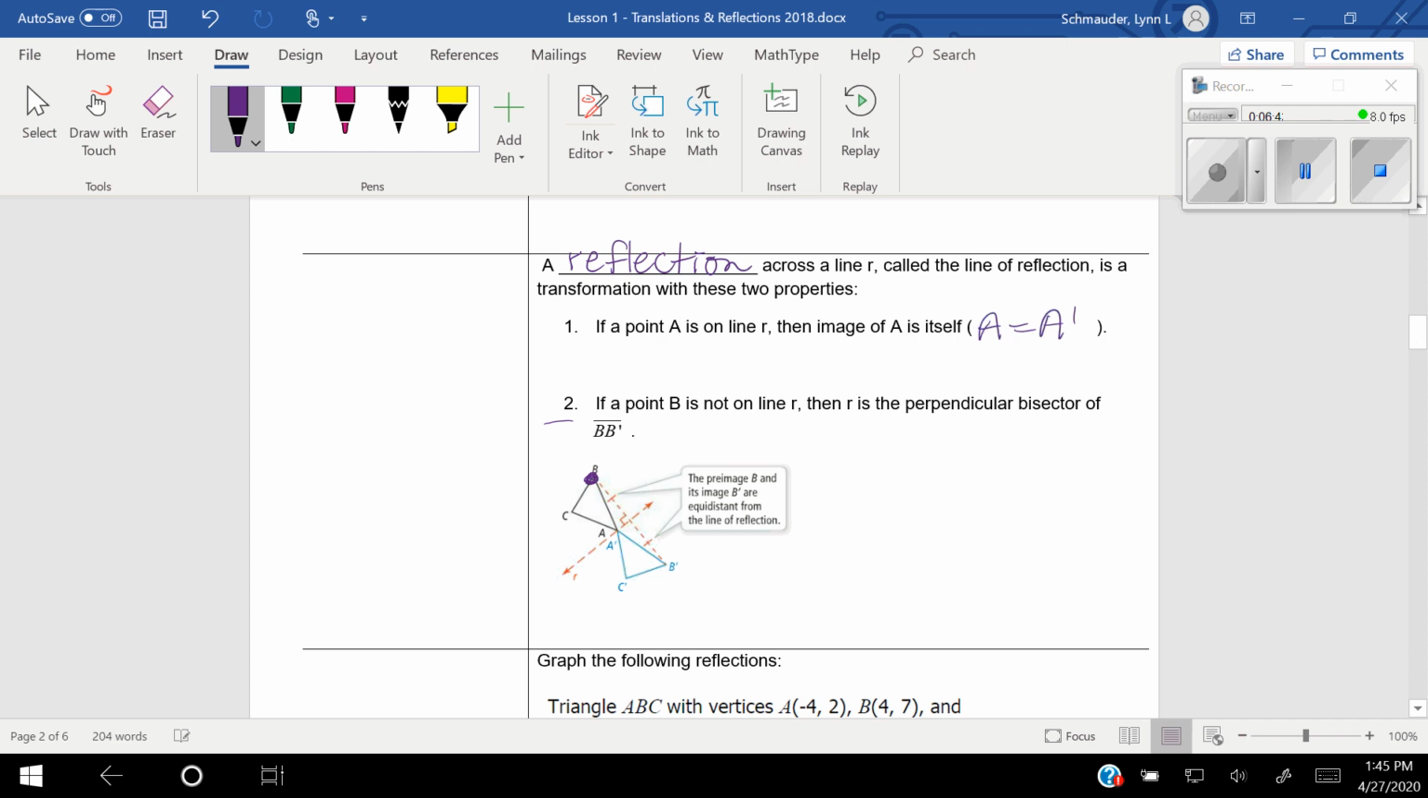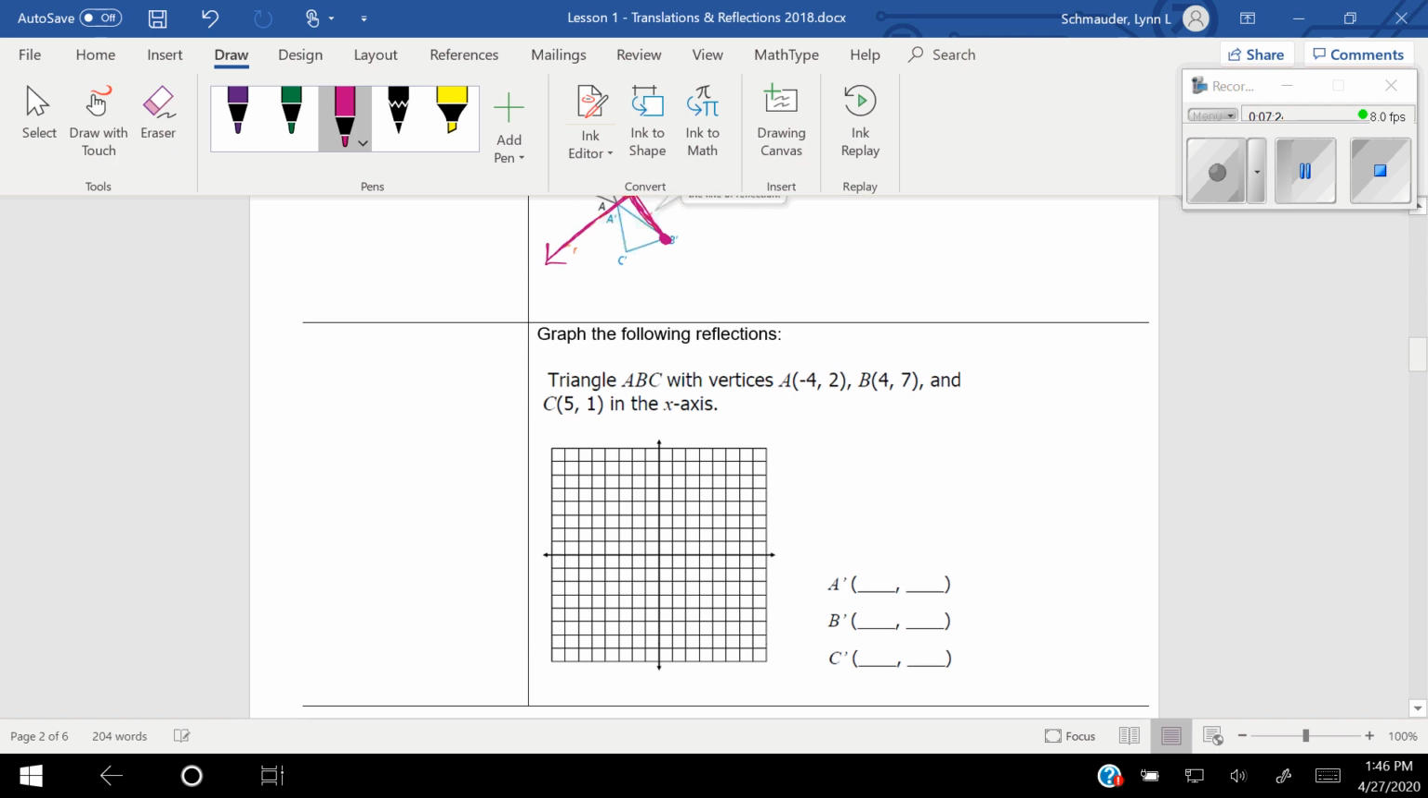Point B, okay, and when I reflect it over this line R, our line of reflection here. Okay, remember what we said. Point B, the new point, the image point B prime, has to be equidistant from the line of reflection. So I know that this distance and this distance are the same. What I also know is that this line of reflection is the perpendicular bisector of this segment that connects the pre-image point to the image point. That's all that point 2 is saying to you right there.